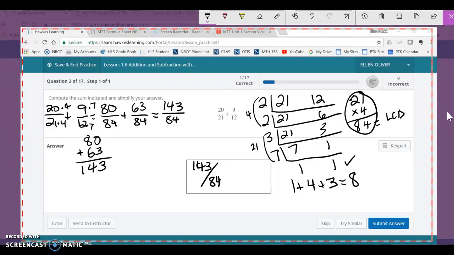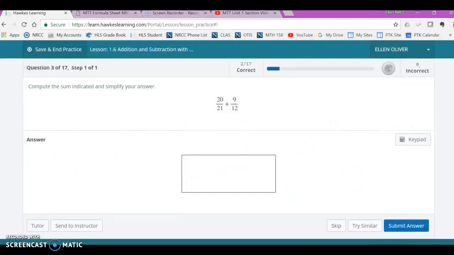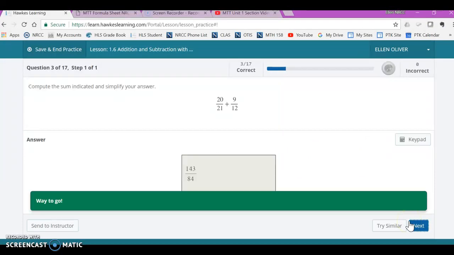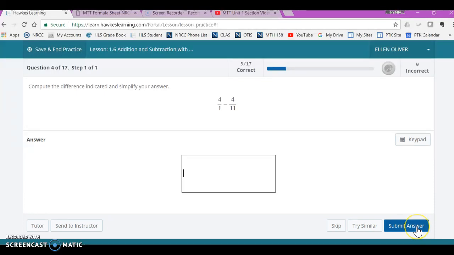As I start getting higher and higher and having trouble factoring this, I'm going to use the fact that the software will give me a chance, if it's wrong, to go back and correct it. So I'm going to guess that 143 over 84 is correct and fully reduced. And if it's not, it will tell me. Okay, it was. So I move on to the next one.